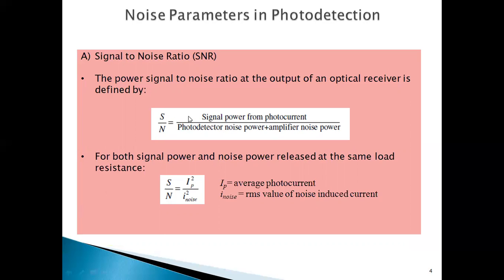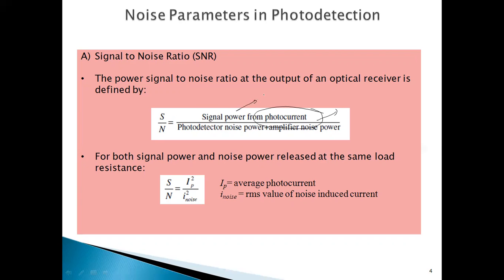So S over N is the signal power from the photocurrent divided by the photodetector noise power and amplifier noise power. Basically, the signal that we consider in this particular case is the signal power from the photocurrent. The photocurrent is IP, which we learned in the previous chapter 5. So we have to calculate what the signal power should be.